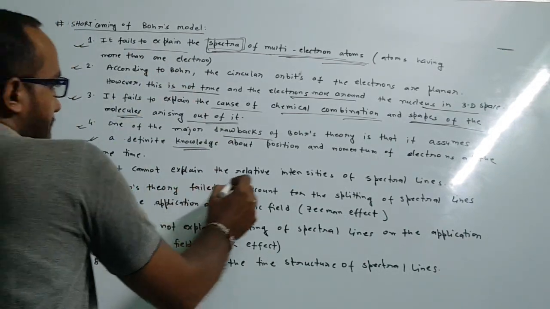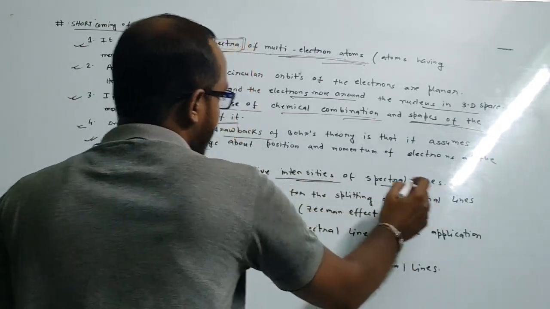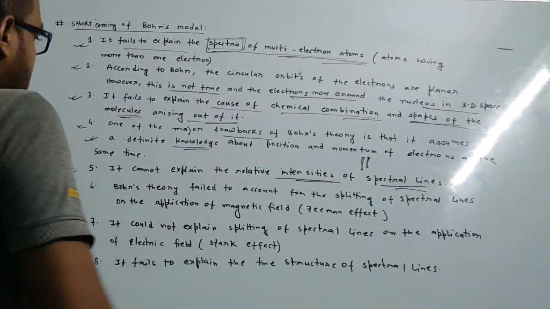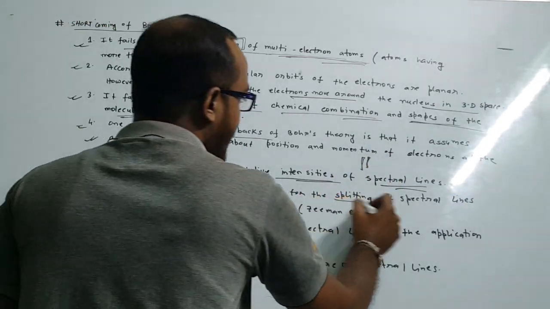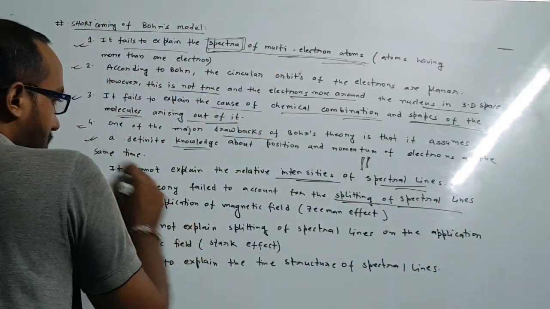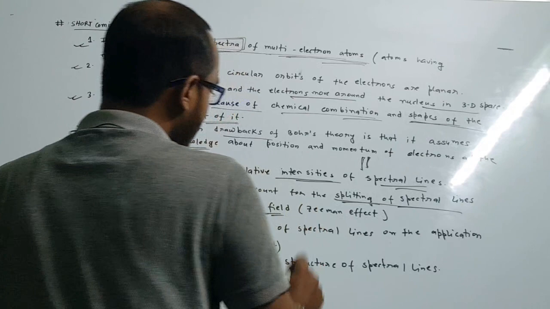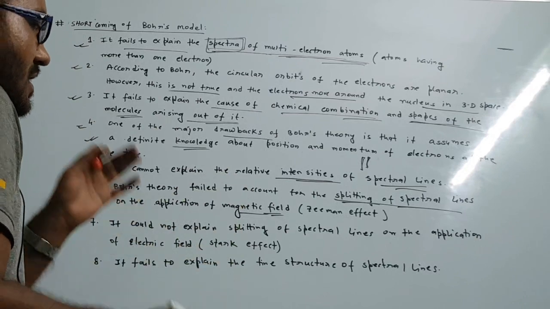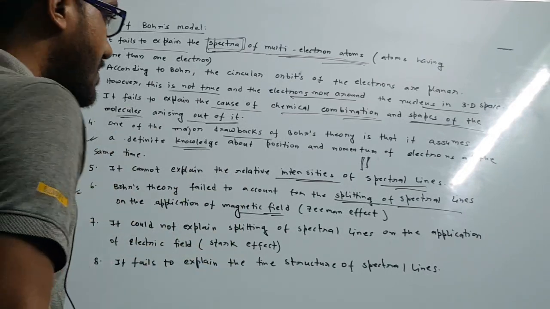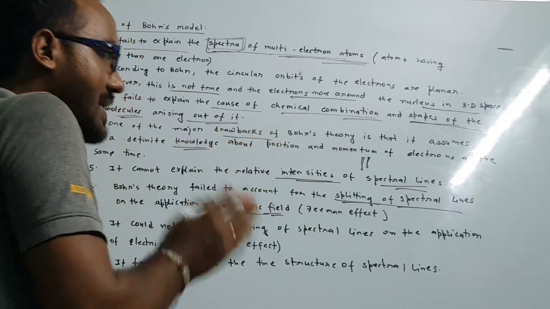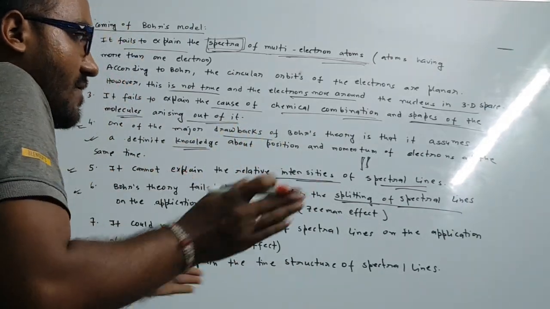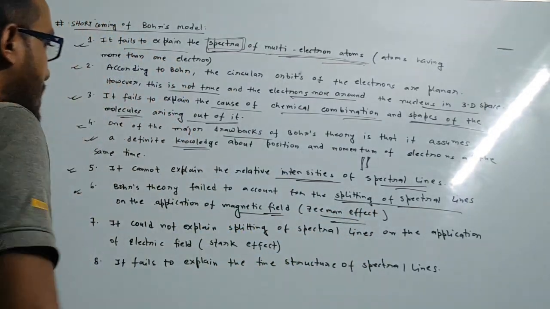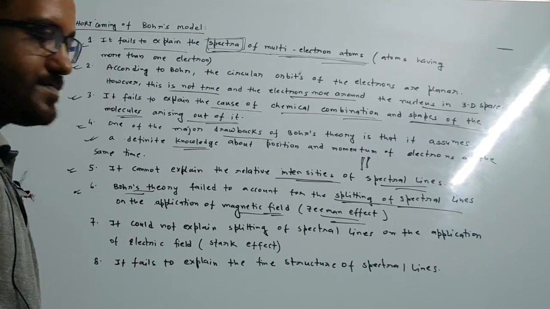Now number 5 is that it cannot explain the relative intensities of spectral lines. So how bright a line is, it doesn't explain that. Bohr's theory also failed to account for the splitting of spectral lines on the application of a magnetic field. See, if you apply a magnetic field to the light going towards the prism, the spectral lines will be further divided into different lines. That effect is known as the Zeeman effect, but Bohr actually failed to explain that.